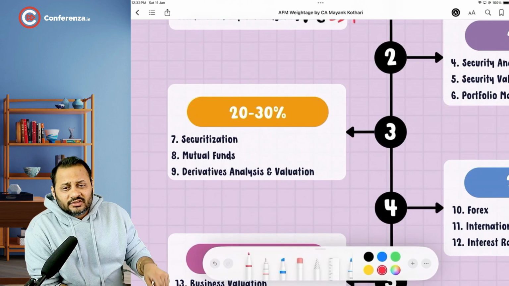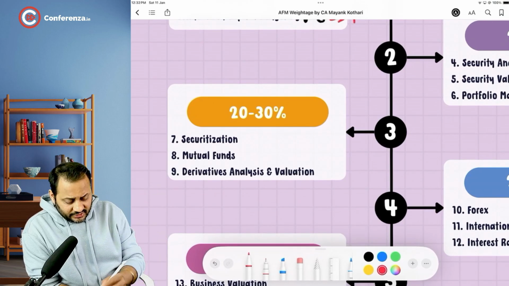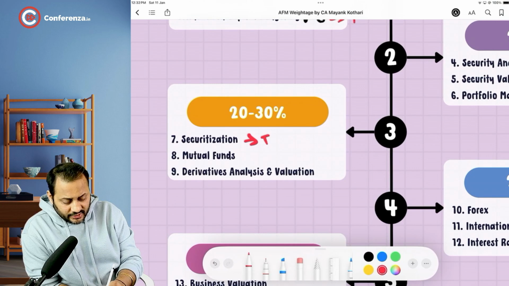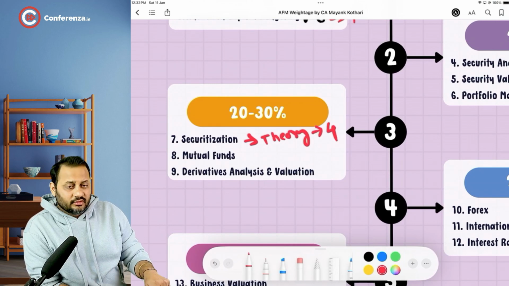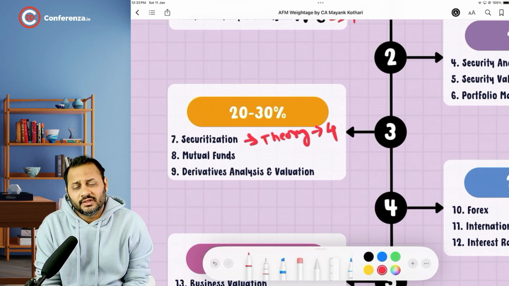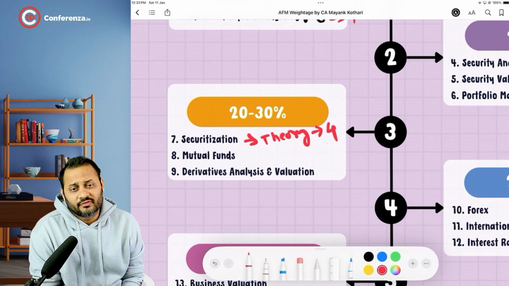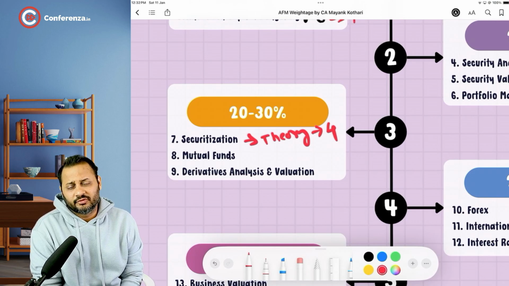Now the third section is on securitization, mutual fund and derivatives analysis and valuation. The securitization chapter is short, 4 marks of theory. Don't miss it. The chapter is small and it's confirmed. I'm damn sure that the institute will ask a 4 marks theory question out of it, because there is nothing else to ask apart from this, 4 marks of theory question from this chapter.